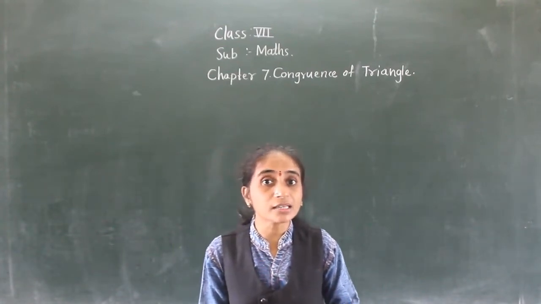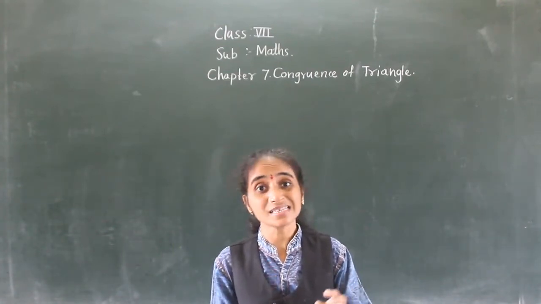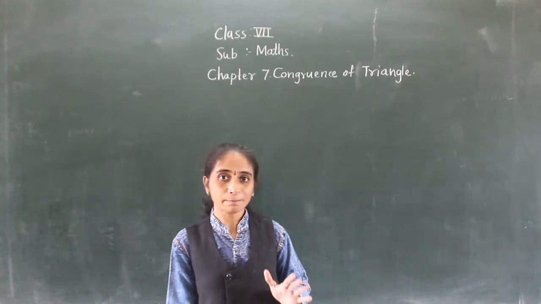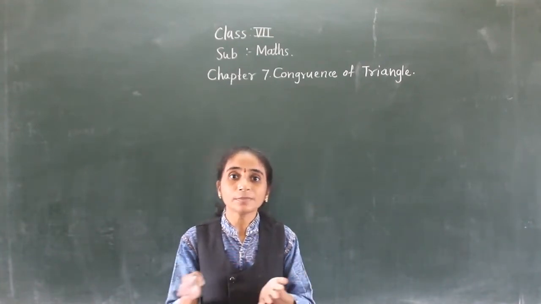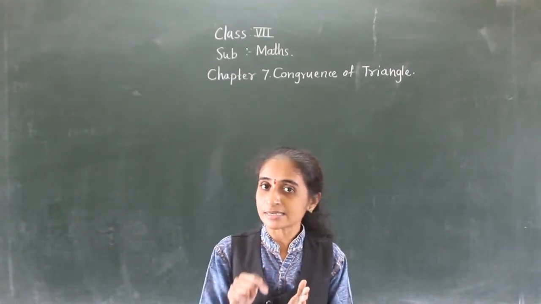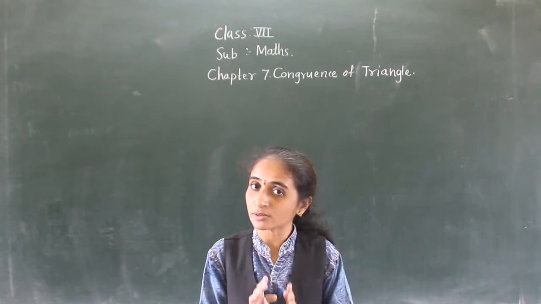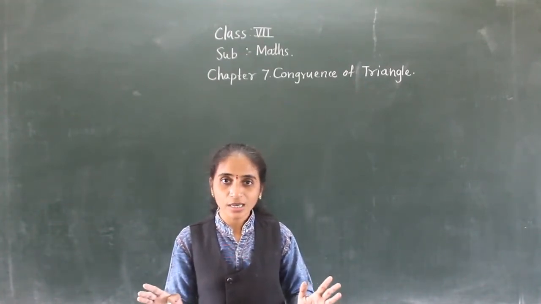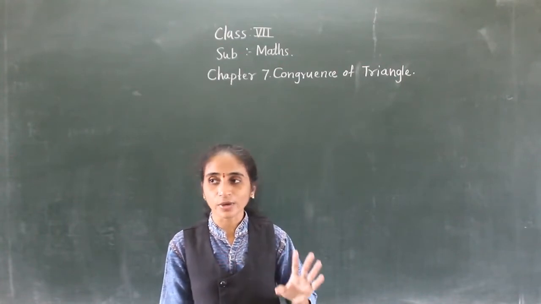Suppose I take two biscuits from the same packet. If you keep both the biscuits on each other, their size and shape is the same, which means that both the biscuits are congruent.